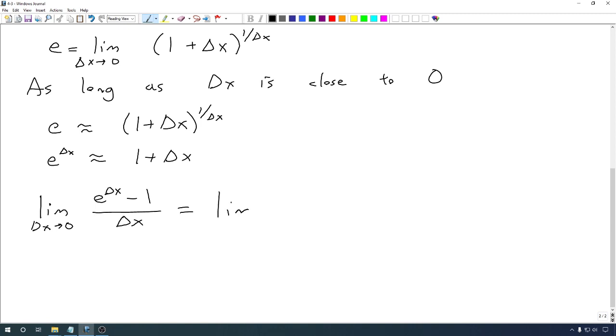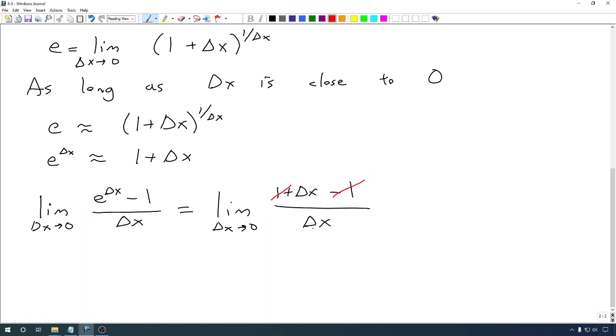This is going to be equal to the limit as delta x goes to 0 of, instead of e to the delta x, I'm going to put 1 plus delta x. And I still have the rest of the stuff. We have a minus 1, we have over delta x. And where do we go from here? Well, here we can actually go ahead and cancel stuff. The 1's cancel out.